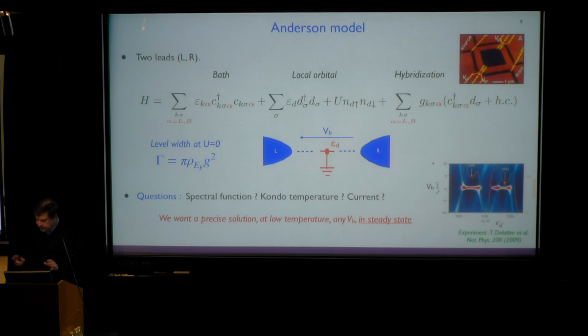Here we want to have high precision calculation at any temperature, any voltage in steady states. We want to be able to match this experimental curve, for example, as a function of voltage and epsilon d for many parameters. So we need quick methods as well just to do that. That's why we are looking for quicker and quicker systems.